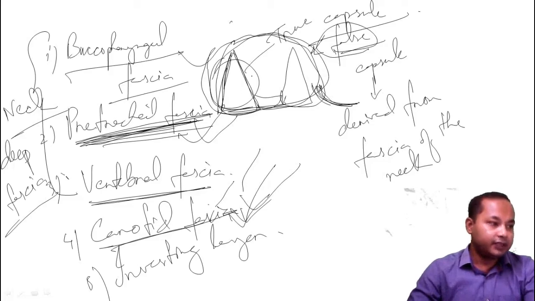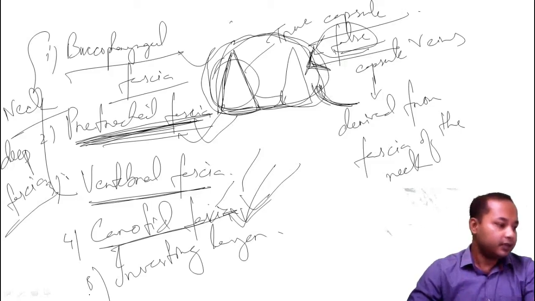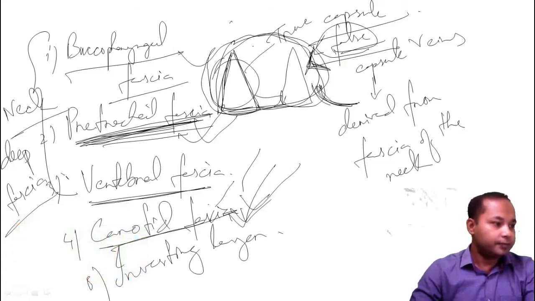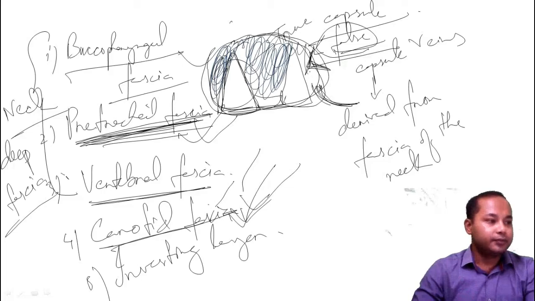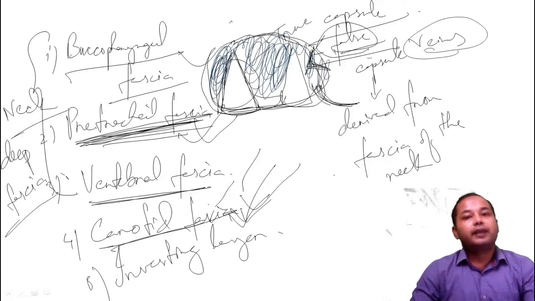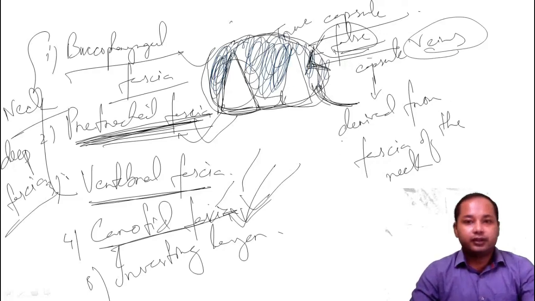Between the true capsule and the false capsule, you will find the veins. You will find all the veins in this space between. I am using a different color, so the ink color I will use is blue. So between these two areas, it is a deeper blue, no? Yes. So in this area you will find the veins. Okay. So the veins are occupying the area between the false capsule and the true capsule.